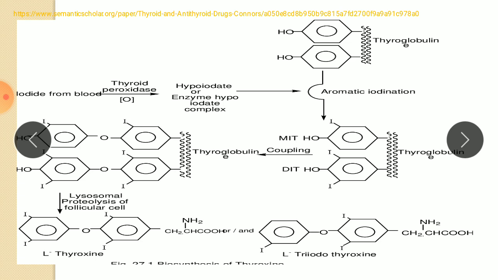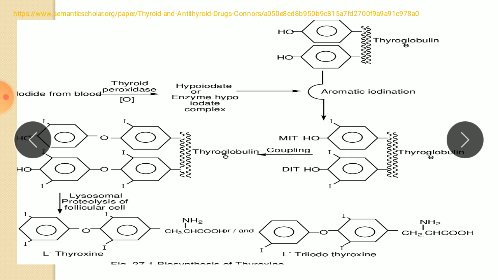Then third step, after this iodination, there is a formation of MIT and DIT. So when one molecule of MIT and one molecule of DIT combine or react with each other, then it forms T3. But when two molecules of DIT react, then it forms T4. So in this third step, there is a coupling of MIT and DIT.